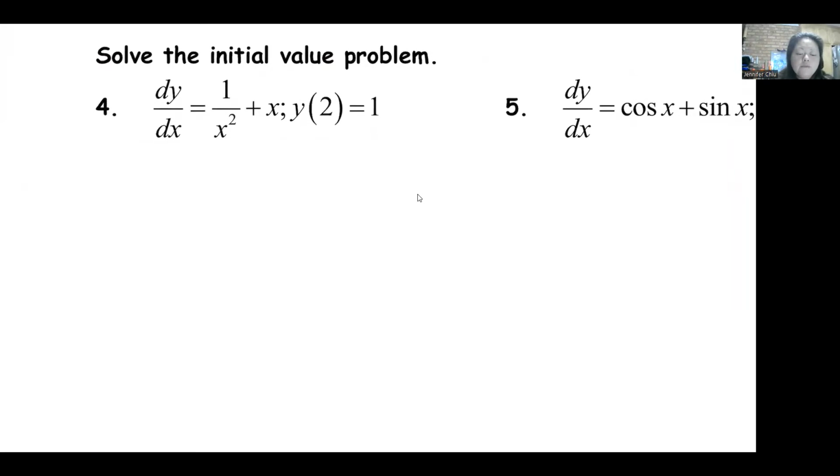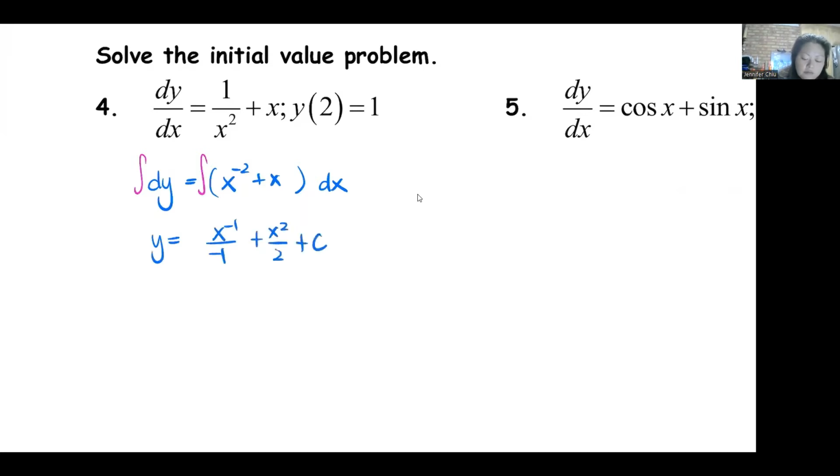Don't forget, when we are solving initial value problems, what we're really doing is we're trying to solve for the original equation. So given the derivative, you need to take the antiderivative to go back to the original function. So the first thing you should be doing is to take the antiderivative by separation of variables. So separate your x's and y's. Here you have dy equals x to the negative 2 plus x, and the whole thing dx, right? Because you separate the x's and y's. Now, to get rid of them, you take the antiderivative, which is the integral, and you will get y equals x to the negative 1 over negative 1 plus x squared over 2 plus c.